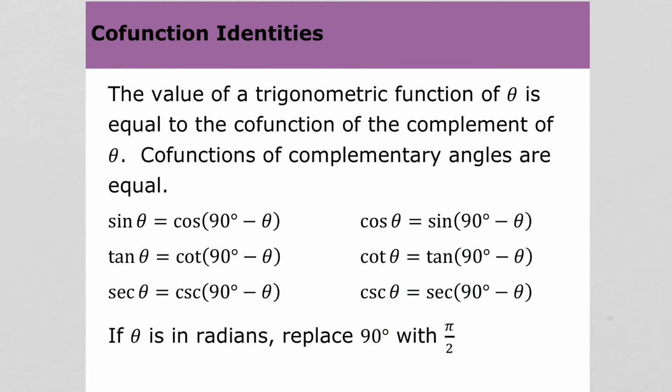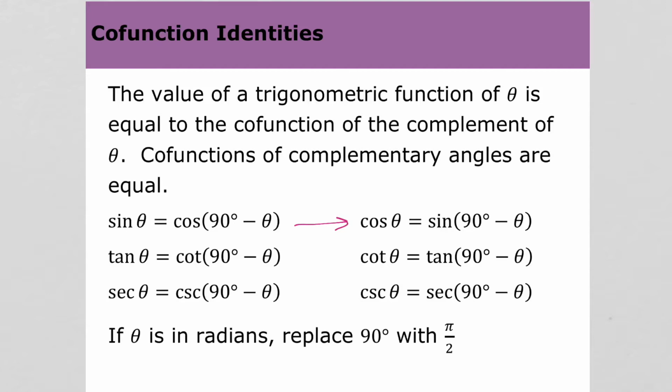These are cofunction identities. And all it's saying is the sine of theta is the same as the cosine of 90 minus theta. So if you subtract the angle from 90, then that's giving you another angle, which is complementary, and it makes it a cofunction with sine. And once we graph these, you'll see how that makes sense. It's opposite with cosine and sine.